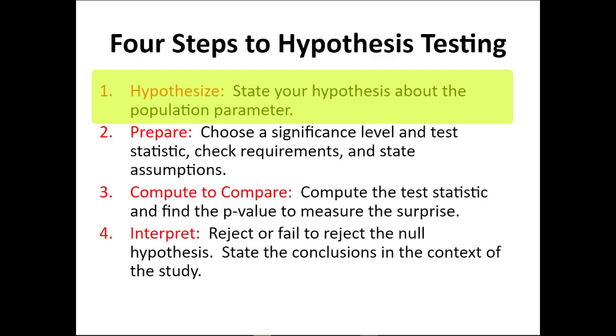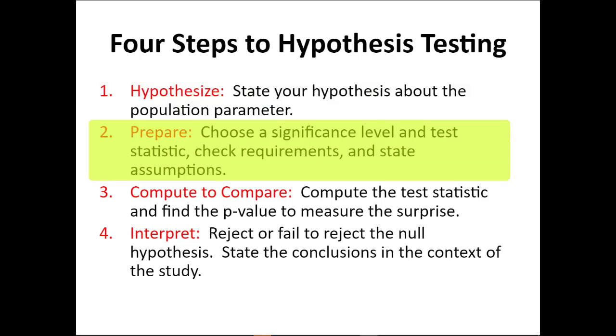The first step is to write your hypotheses. You're going to write your null hypothesis, which is the one that describes the status quo, what we expect in the population, and you're going to write your alternate hypothesis. The alternate hypothesis addresses the question. Whether you're working with proportions or you're working with means, you're going to use the notation that describes the population parameter.